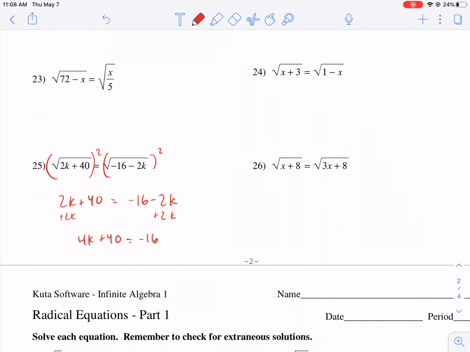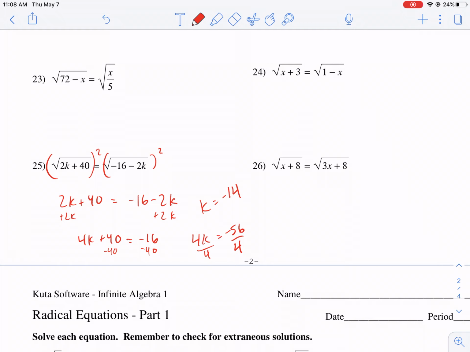I'm going to subtract 40 from both sides. So once I do that, I get 4k equals negative 56. What goes into 56 four times? Is it 13? 13 times 2? No. Is it 14? I believe it's 14, but it's going to be a negative 14. So we get k equals negative 14.